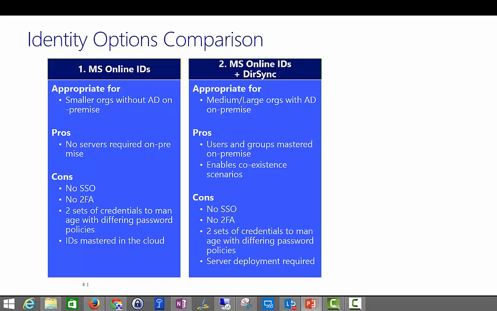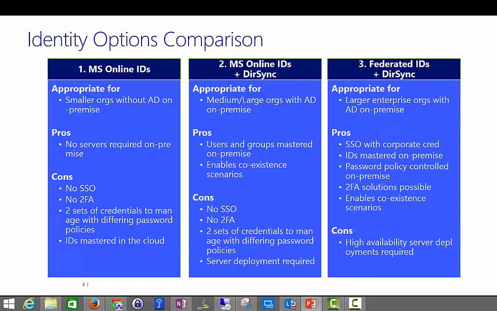Okay. Now the third option is the fully integrated federated IDs, which are generally aimed at larger premises, and they give you full single sign-on. So you sign on once, you get all the IDs, and you can do two-factor and all that sort of stuff. Now the con here is highly available server deployments. Can someone tell me what they think highly available server deployments mean? If I was to say highly available server deployments, what would you be thinking? 100% uptime. How do you get 100% uptime?